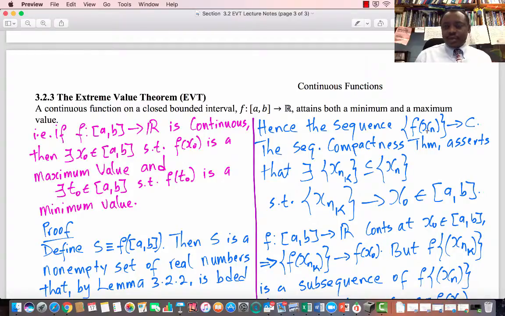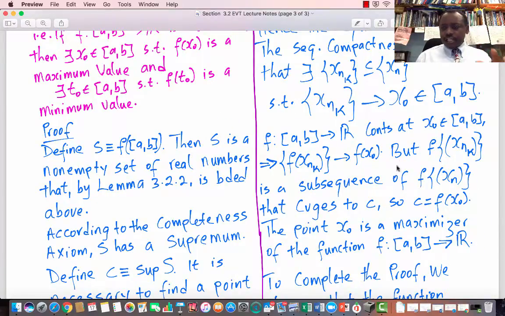Since xn is a sequence in the closed bounded interval [a, b], by the sequential compactness theorem, which we saw again in Lemma 3.2.2, there exists a subsequence of xn, known as xnk, such that xnk converges to x0, and x0 has to be in the closed bounded interval [a, b]. Once more, f is continuous on [a, b], which means f is continuous at x0 in [a, b]. xnk converging to x0 would imply that f of xnk converges to f of x0. We saw this argument again in Lemma 3.2.2. But what we want you to observe here is that f of xnk is a subsequence of the sequence f of xn, and this subsequence converges to C, so our C equals f of x0.